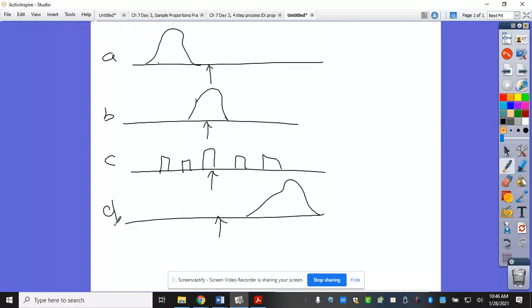So this one's not centered where it should be, this one's not centered where it should be, so there's bias involved. Which one does the best job of estimating the parameter? We pretty much already knocked out A and D because they're definitely biased. So which one's better, B or C? B, because it has much less variability than C. So we want unbiased. In addition to unbiased, we also want low variability. So B would be our best choice.